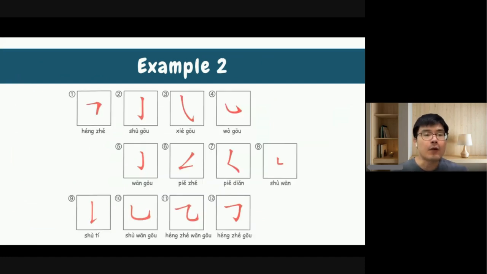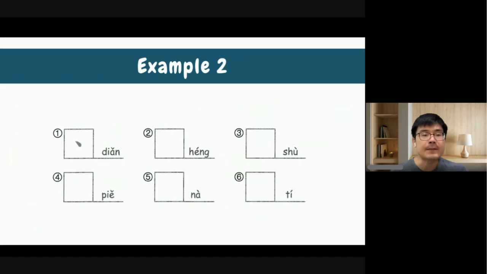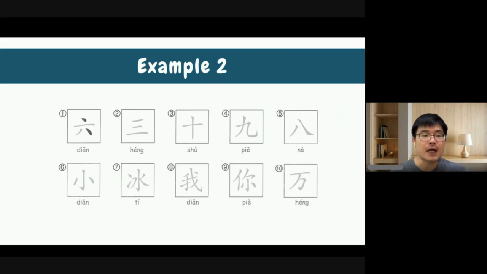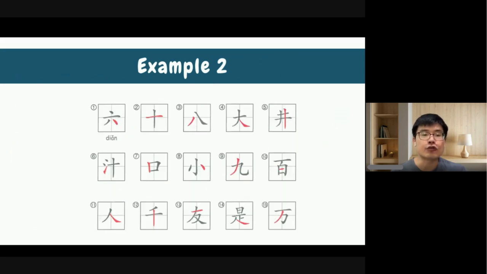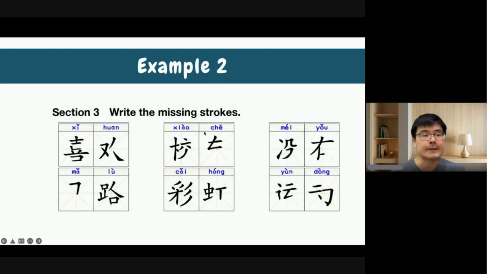Here are several more classroom examples. In example 2, students learn basic strokes. These strokes are the basic components for building basic characters. Then we do writing basic characters or missing stroke exercises to strengthen memory through retrieval practice. In this exercise, students need to write the missing strokes.